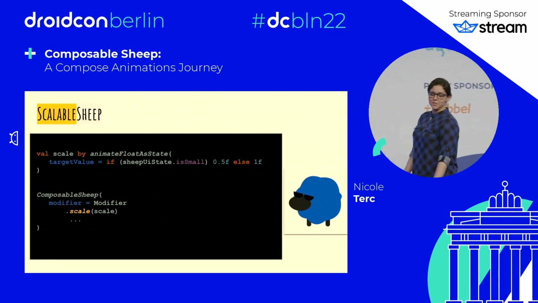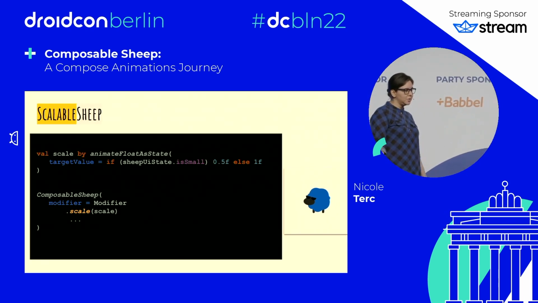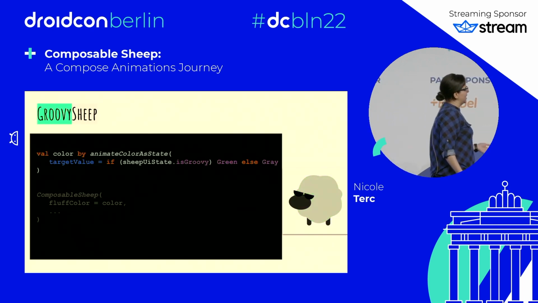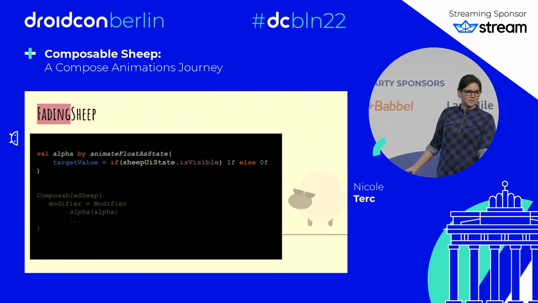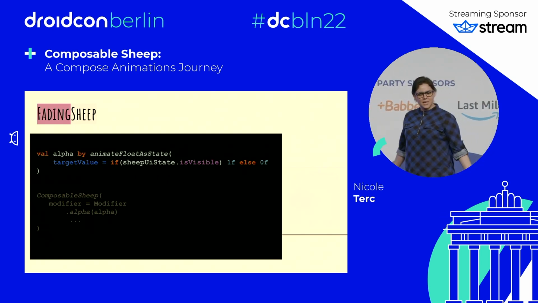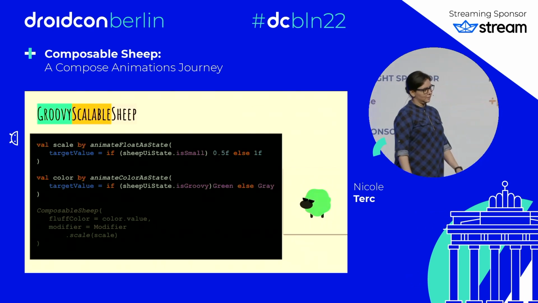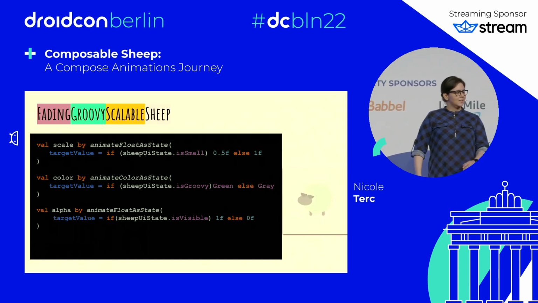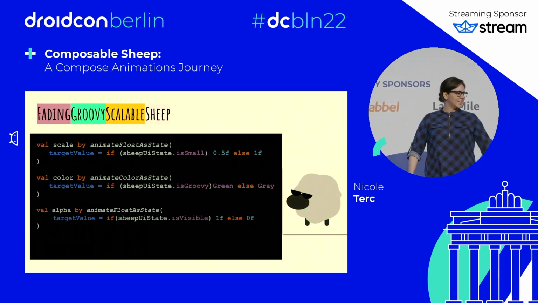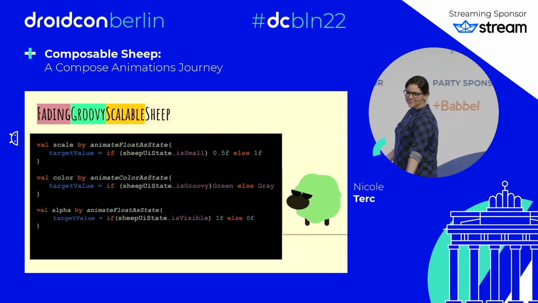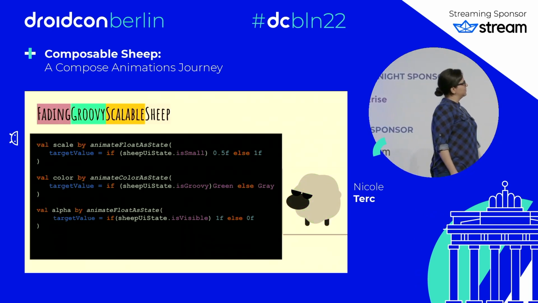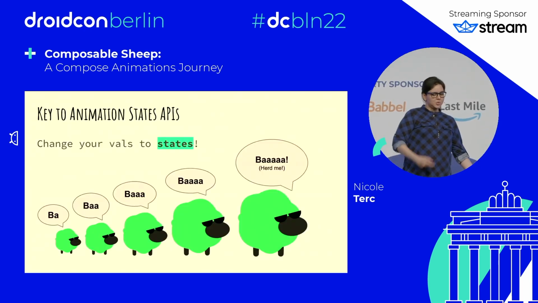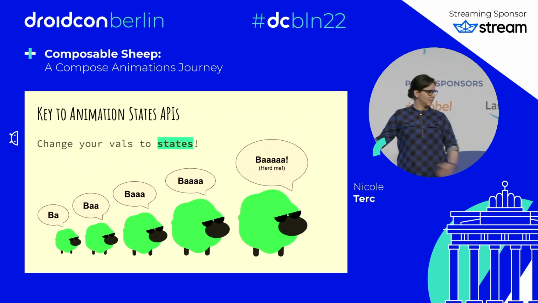And there are several of these functions, as I mentioned. So as easily as you create this scalable chip, you can create a groovy chip that changes color, or you can create a fading chip that appears and disappears. And you can also mix and match these things. So you can create a groovy scalable chip, or even go crazy and create a fading groovy scalable chip by the change of 3 lines. Ain't that neat? So to close up this section of states APIs, what is the key for these animation state APIs? You just change your vals to states. And that's it.